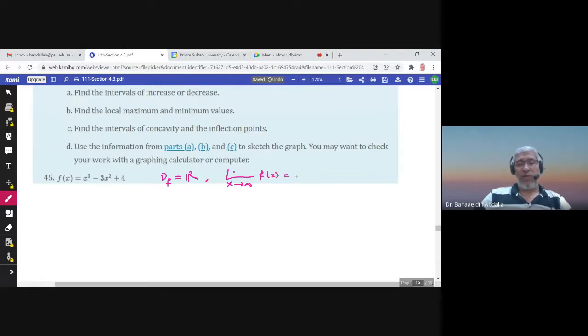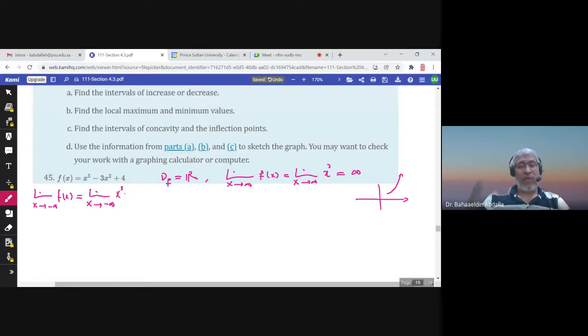when x goes to infinity is the limit when x cubed goes to infinity. We take the term with the highest power, and infinity cubed is infinity. So when x goes to infinity, the function goes to infinity. This means that the graph is like this from the right. I can also find the limit when x approaches negative infinity of f of x to see what happens to the graph from the left.